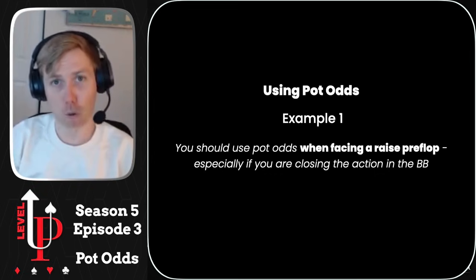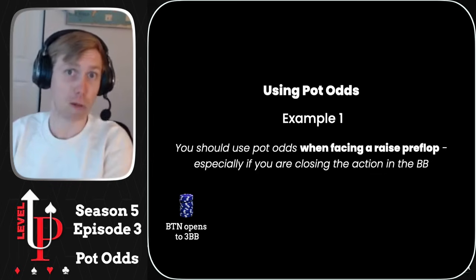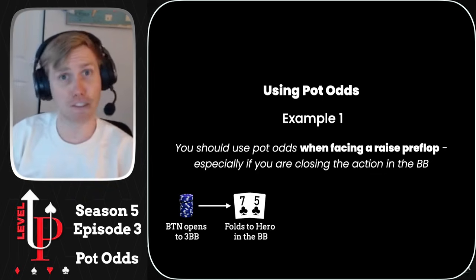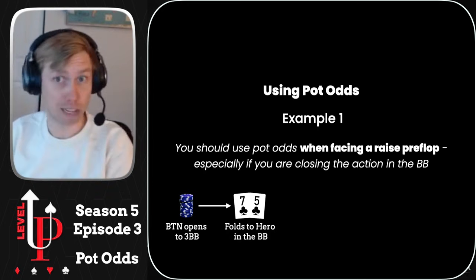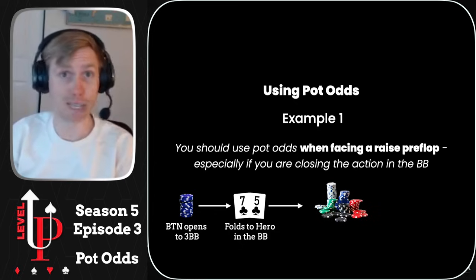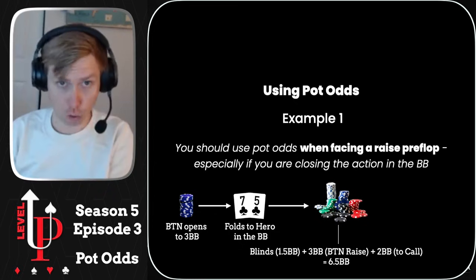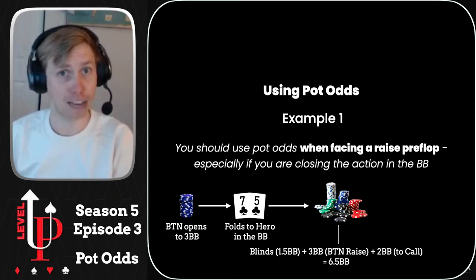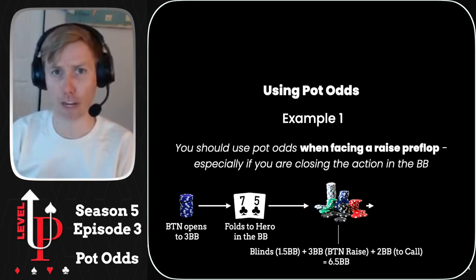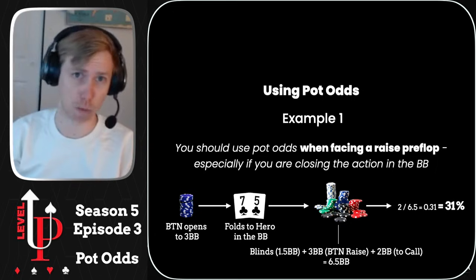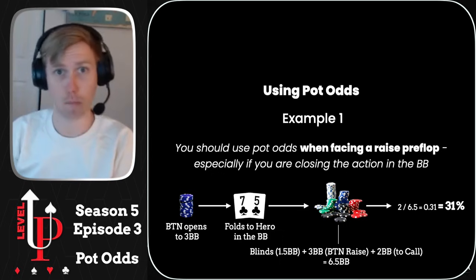Let's say the action folds to the button in a cash game and they raise it up to 3 big blinds. The small blind folds and you look down at 7-5 suited in the big blind. In this case, you have to call 2 big blinds, and if you call, the final pot will be 6.5 big blinds. So we take the amount you have to call, 2, and divide it by the final pot size, 6.5, and the result is about 0.31. Expressed as a percentage, we just multiply that by 100, and we get 31%.